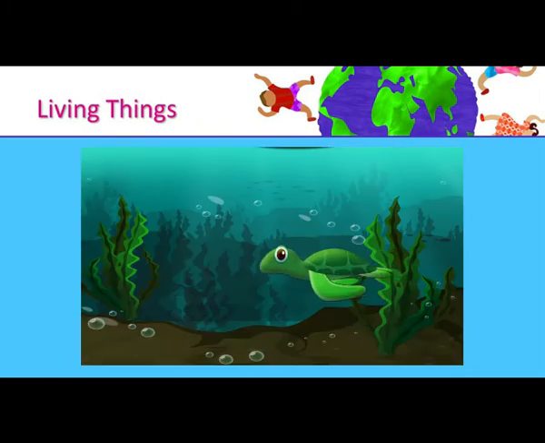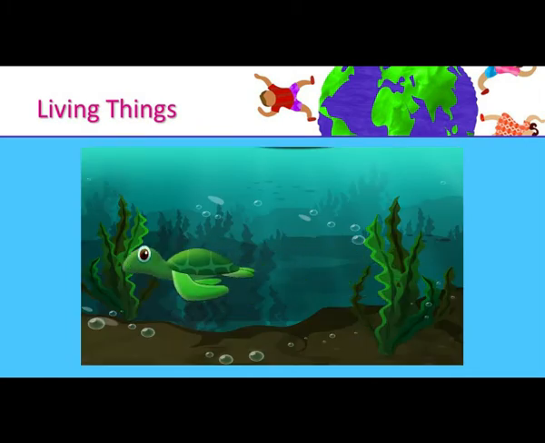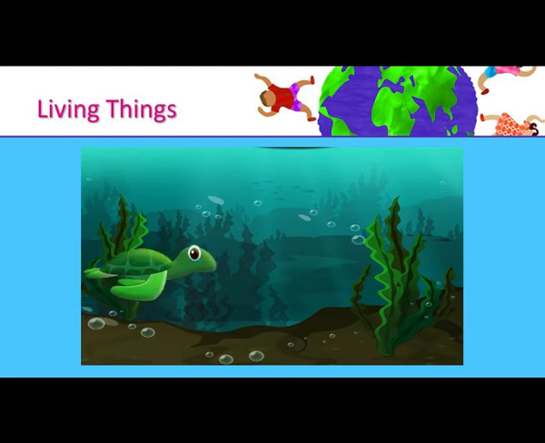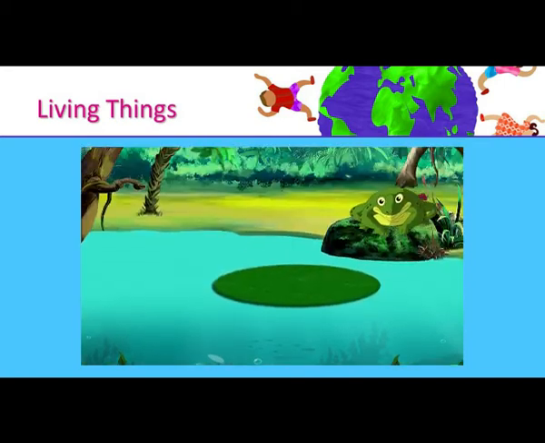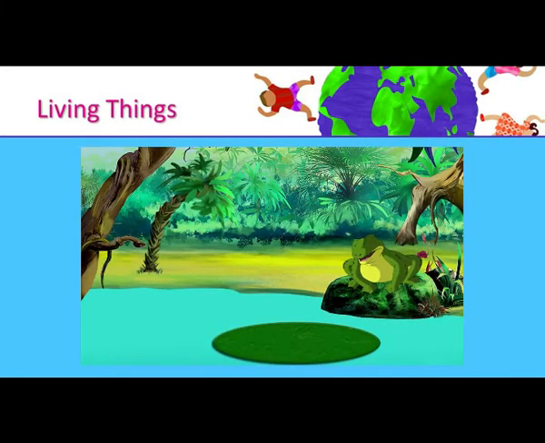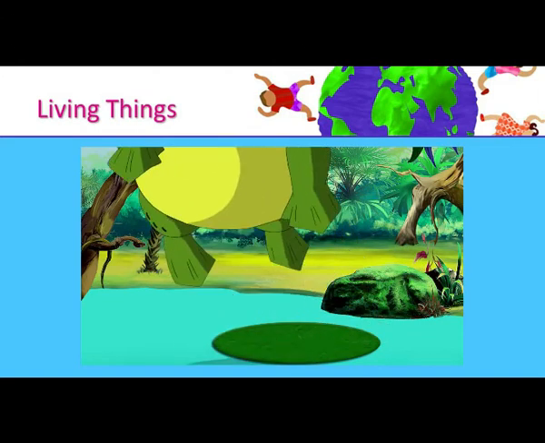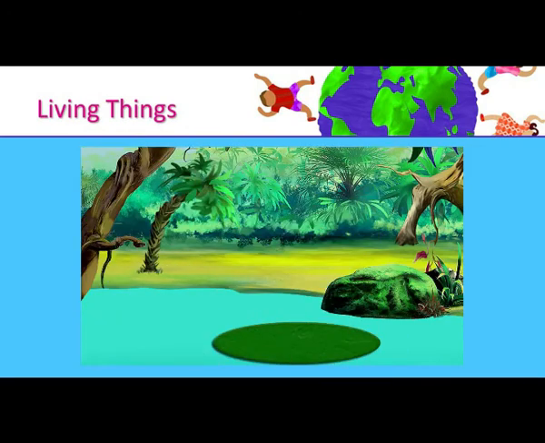A turtle is a living thing. Show me how it goes. Paddle, paddle, paddle, glide. A turtle is a living thing. A frog is a living thing. Show me how it goes. Hop, hop, hop up. A frog is a living thing.